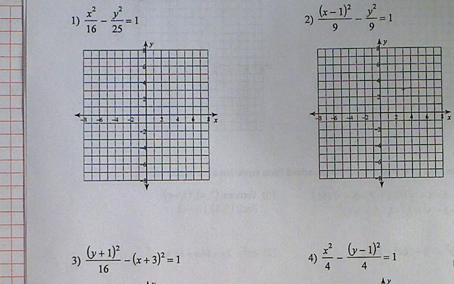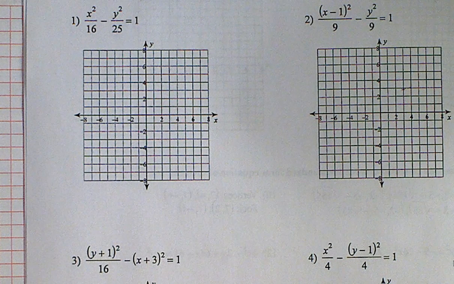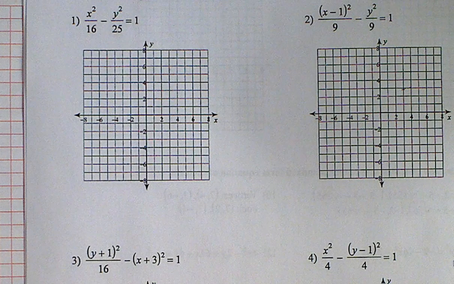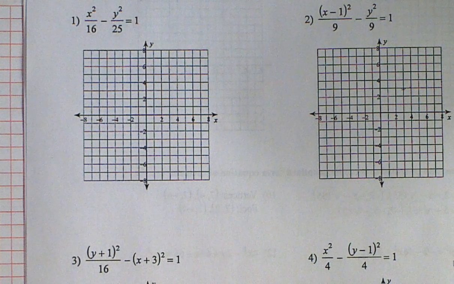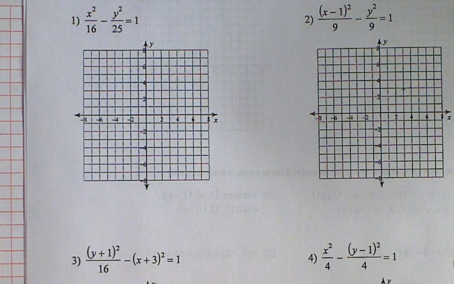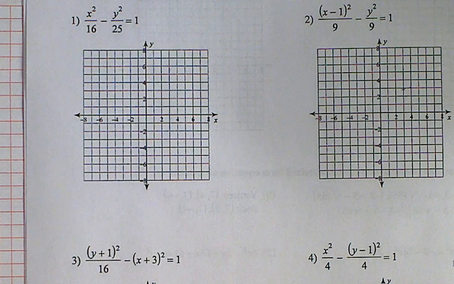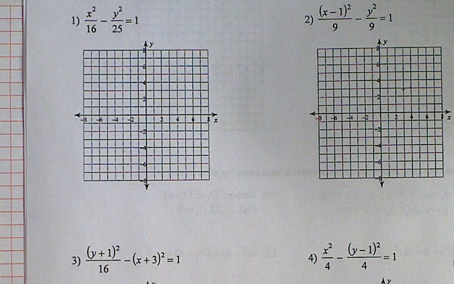Okay, what's your question? Why did we draw the box again? I'm just drawing out the transverse and conjugate axes. Is that 5 up and 4 to the side on each side? Yes. Will a always be the horizontal one? In this case, yes, unlike with the ellipses.